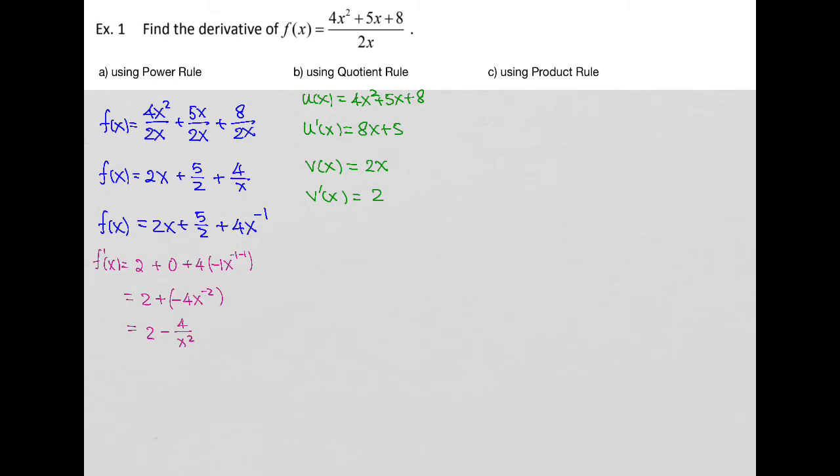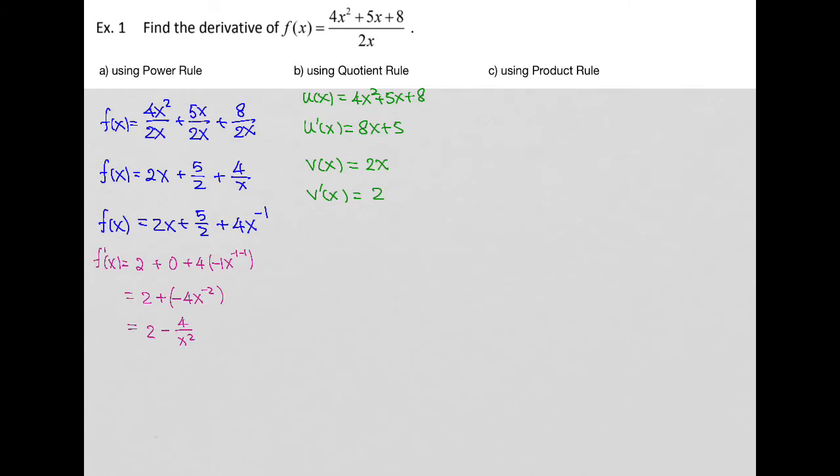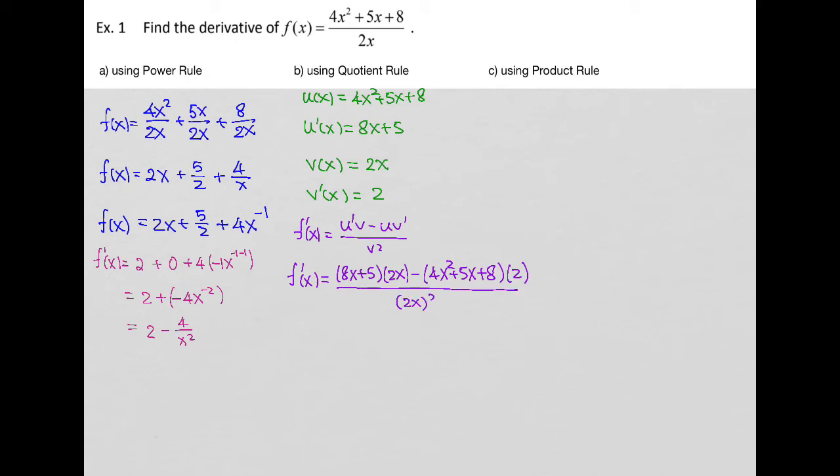So let's use the definition of the quotient rule. We know f prime x equals u prime v minus u v prime over v squared. So we can write f prime x equals 8x plus 5 times v, 2x, minus u, which is 4x squared plus 5x plus 8, times v prime, which is 2, divided by v squared, which means (2x) squared.